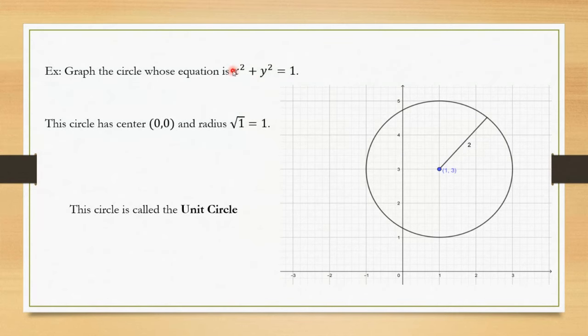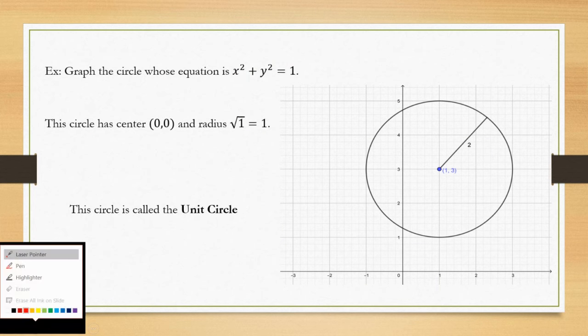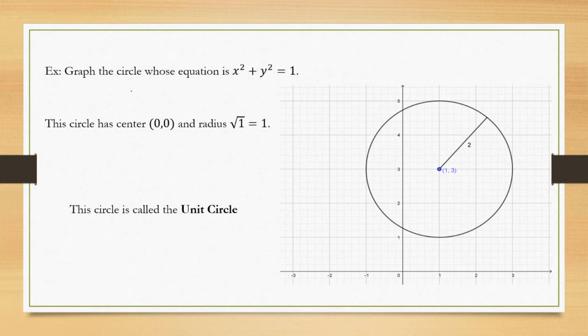But this circle, we can think of that as the same thing as x minus 0 squared, same thing with y minus 0 squared, and that's all equal to 1 squared. 1 squared we know is 1, so this can be written this way. Hopefully now you can see that the center of this circle is the origin, 0, 0.